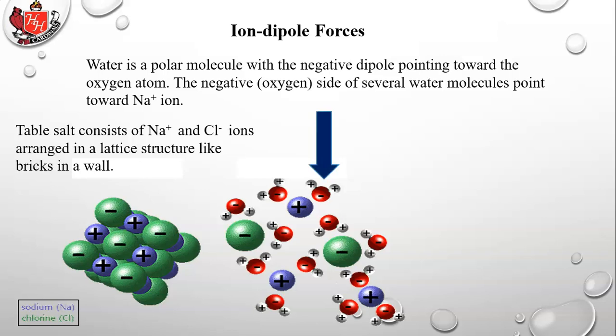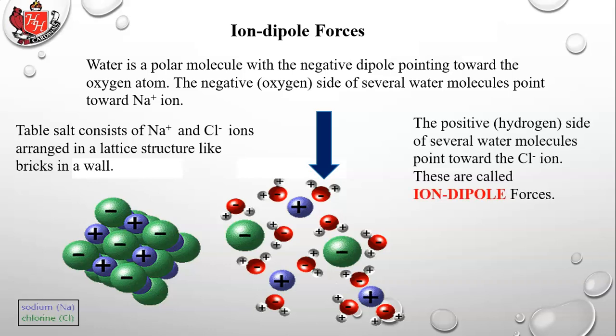Okay, so there you see where it's pointing. You're seeing that the red circles, the oxygen side of the water molecules, are pointing toward the positive sodium ion. The positive hydrogen side of several water molecules point toward the chloride ion. So these are called ion dipole forces. The water molecule is a polar molecule, and that's said to be a dipole, two poles, a positive side and a negative side, whereas the ions are actually full positive or negative charges. So the sodium and the chlorides are ions, the water molecule is the dipole. Ions have more of a charge than the dipole of the water molecule.